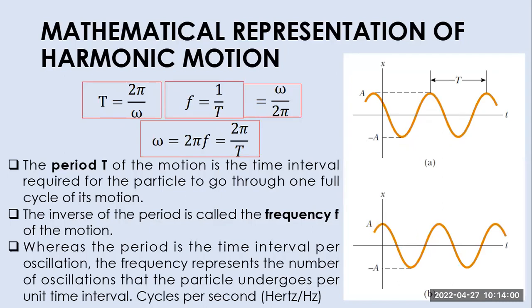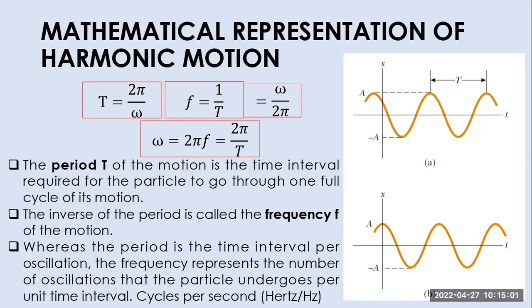Okay, next slide. Yung ating continuation. So yung T or yung period natin is equals to 2 pi over yung ating angular frequency. And then yung frequency natin, frequency f, is equals to 1 over yung ating period. Or another formula ng ating frequency, i-apply lang natin, so 1 over T, so lilipat lang siya, so magiging omega over 2 pi. So another formula ng ating omega or angular frequency is equals to 2 pi f, or 2 pi times frequency, or is equals to 2 pi over T, or 2 pi over period.